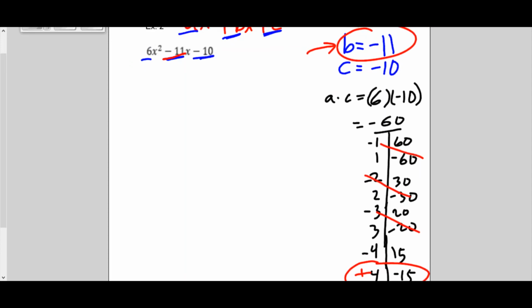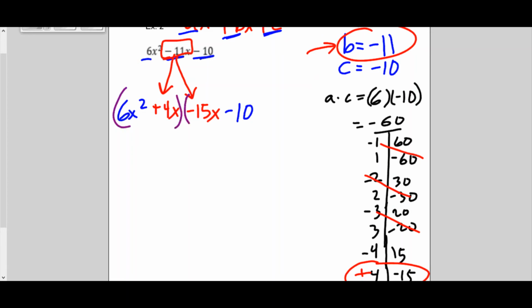So I'm going to split up negative 11x as positive 4x and negative 15x. Then I bring down the 6x squared and the minus 10. And then I'm going to group them. So I'll group these two together, and I'll group these two together.